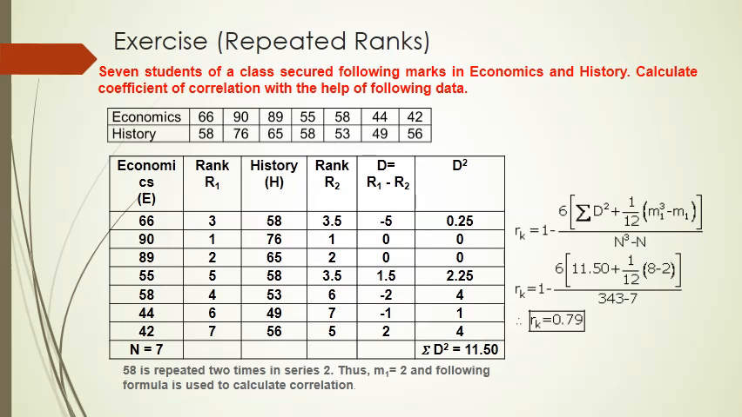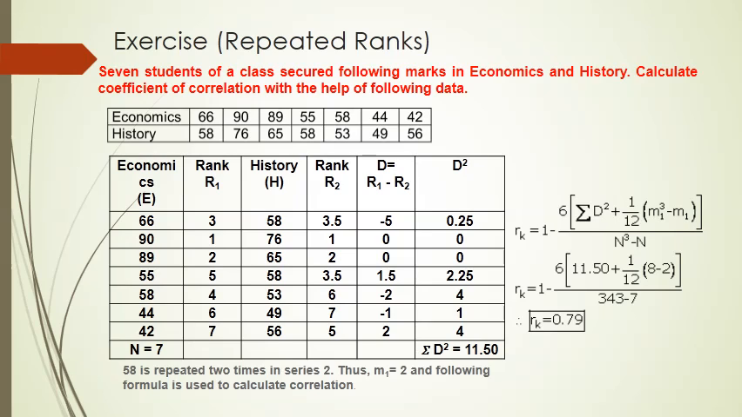So we take the average of the ranks: 3 plus 4 divided by 2, that is 3.5. So 3.5 and 3.5. Now third rank and fourth rank both are occupied, so now we have to give the fifth rank. After that it is 56, so fifth rank, and 53 gets sixth rank, 49 gets seventh rank.